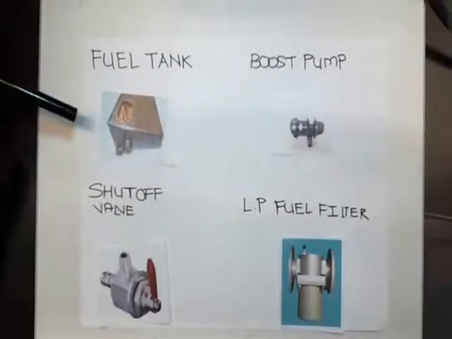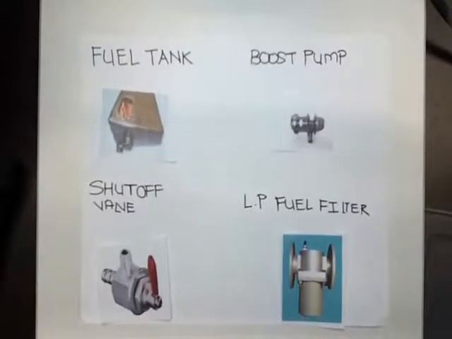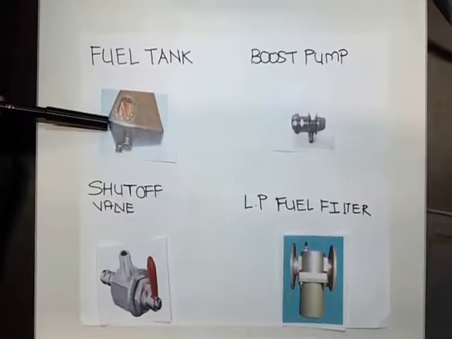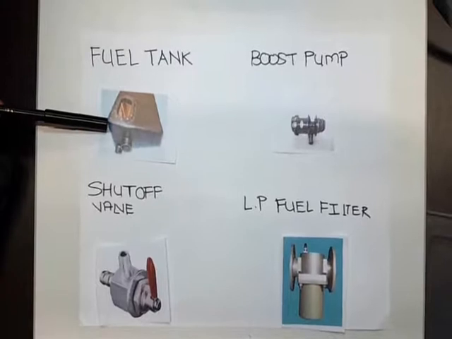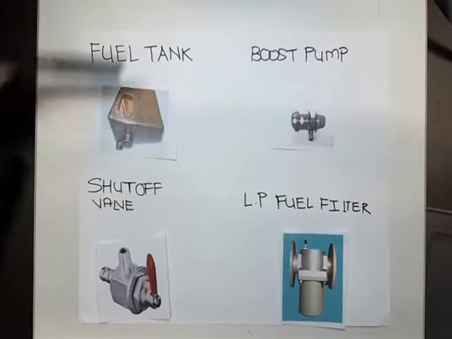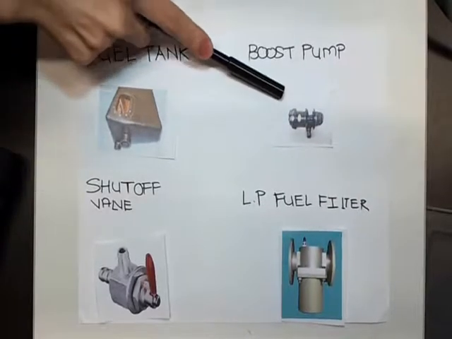These are the components for the gas turbine engine fuel system. The one on the top left is called the fuel tank. The fuel tank is the operating fuel storage component of a fuel system. As for the top right, it's called the fuel boost pump.